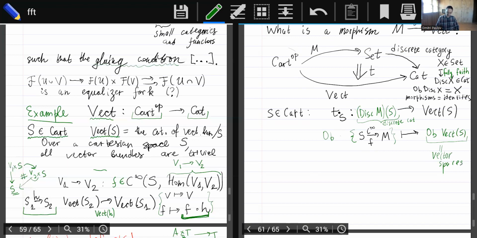So this functor Ts assigns to every smooth map f from S to M a vector space, which in principle could be its own separate vector space for every f. So let me call it V. So f maps to some vector space Vf, which in principle, theoretically, could be a separate vector space for every f. But as it turns out, that's not actually the case. All these vector spaces are exactly the same.